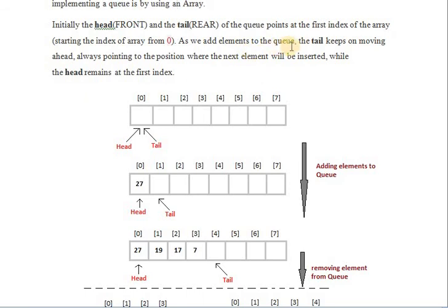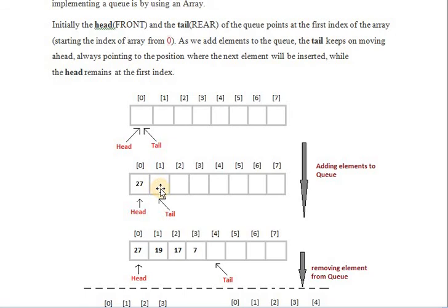As we add elements to the queue, the tail keeps moving ahead, pointing to the position where the next element will be inserted. See here in the next diagram. Initially, both the head and tail are at the 0th position. Next, when one element is inserted at the tail, it will point to where to insert the next element.